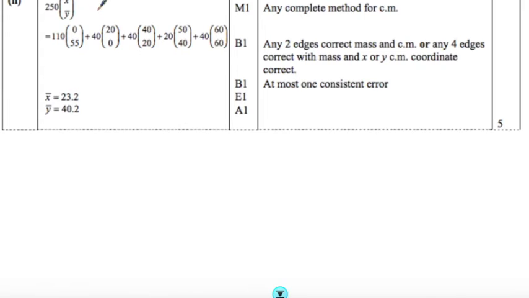Right, so 1 mark for any complete method for CM, so it looks pretty similar to ours there. Any 2 edges, correct mass and centre of mass, or any 4 edges, correct mass and x or y centimetres coordinate correct, and at most 1 inconsistent error.